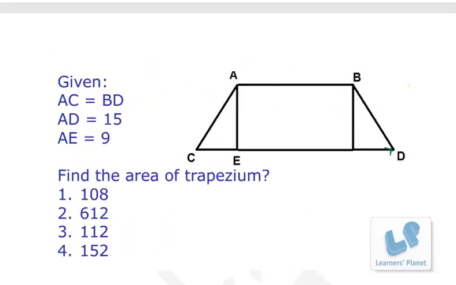Given that AC is equal to BD, AD is equal to 15, AE is equal to 9, find the area of the trapezium. Okay, so I just complete the figure first of all. So AD is 15, AE is 9, this is 90 degree angle. So in triangle AED, this length ED will be 12. 3, 4, 5 are Pythagorean triplets, so their multiples will also be Pythagorean triplets. So 9, 12 and 15.